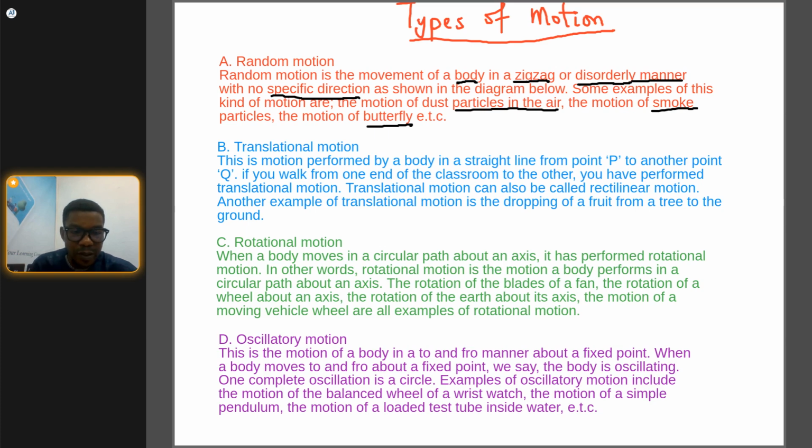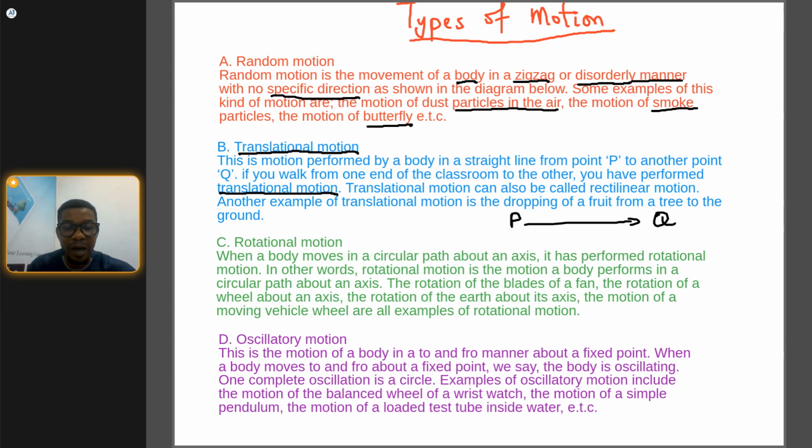Now the second type is translational motion. This motion is performed by a body in a straight line from point P to another point Q. Now, if you walk from one end of the classroom to the other, you have performed translational motion.